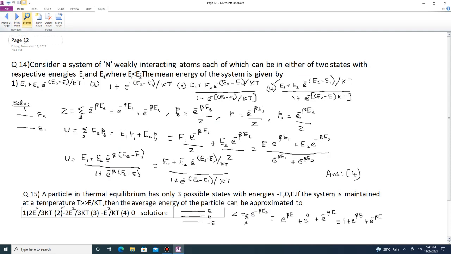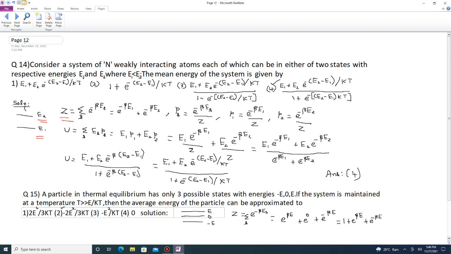The next problem. Consider a system of n weakly interacting atoms, each of which can be in either of two states with energies E1 and E2, where E1 is less than E2. The mean energy of the system is given by... there are 4 options given. So this is E1, another level is E2. So Z is equal to the summation over s of e power minus beta E_s.